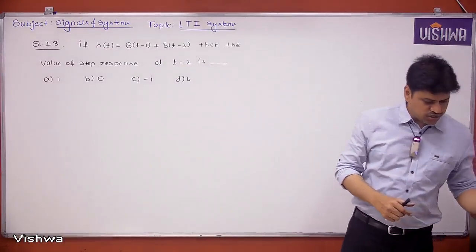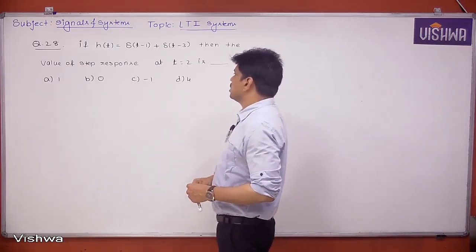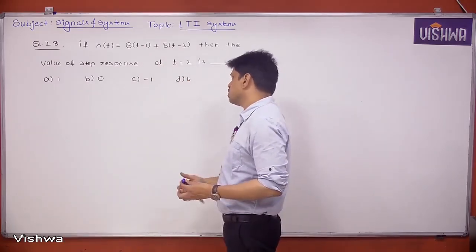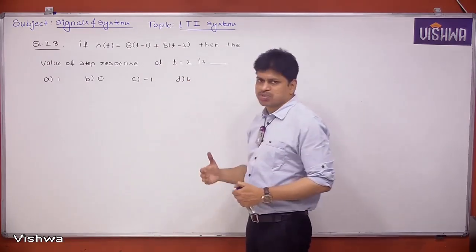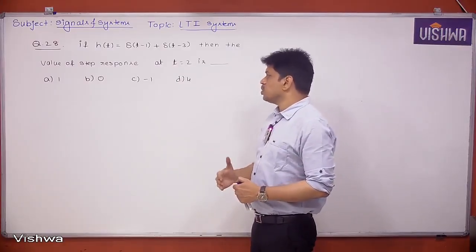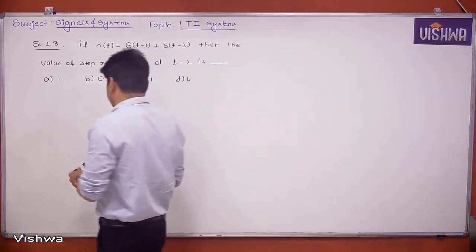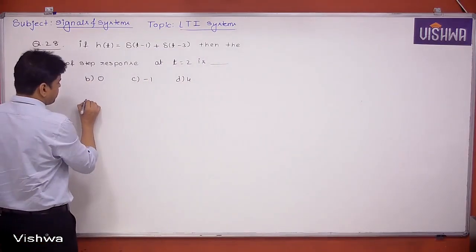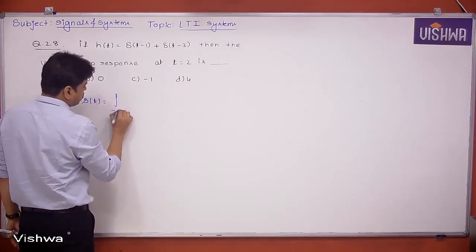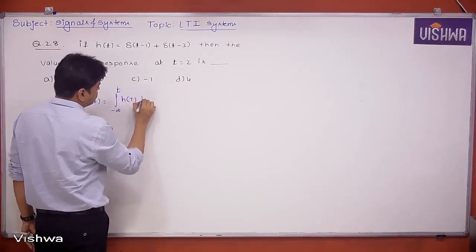Try to think about the question, what you can make out of it. Let's say h of t is given. They want to find out the step response. We know how we can calculate the step response from impulse response, which is nothing but integration of impulse response. So s of t is equal to integral minus infinity to t h of tau d tau.